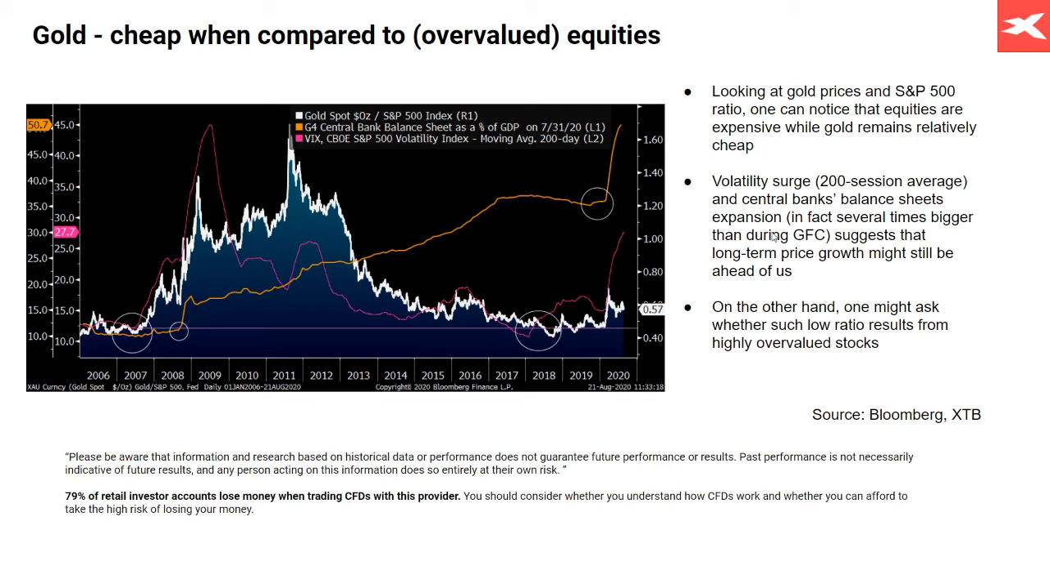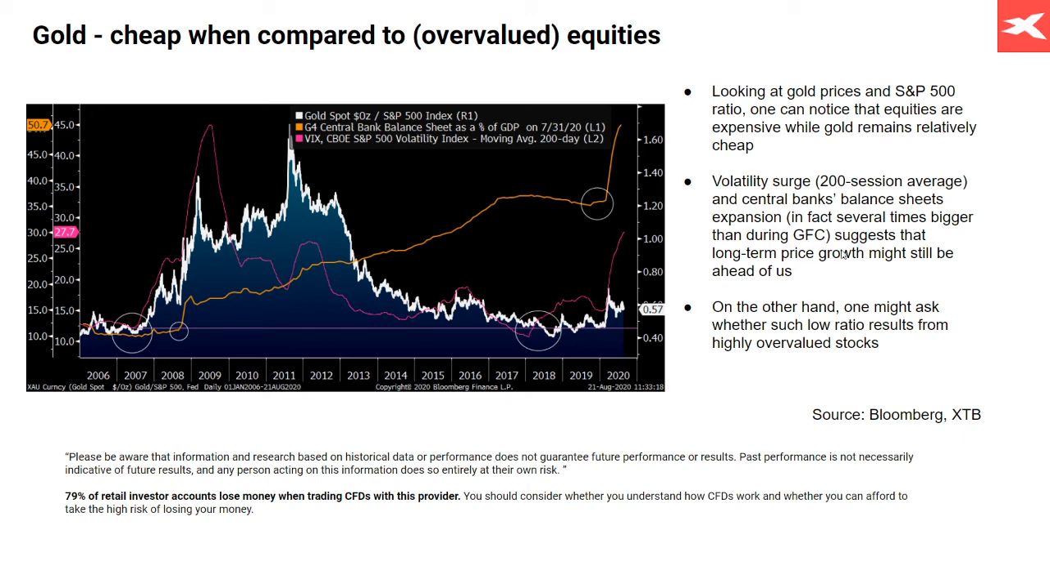Volatility surge, though, 200 session average, and central banks' balance sheets expansion, in fact several times bigger than during the global financial crash of 2007-2008, suggests that long-term price growth might still be ahead of us. So the volatility surge is something that is also looked at frequently, and you can see that it surges obviously in times of uncertainty more than in times of stability. And comparing the two surges between the two different events, it suggests that long-term price growth might still be ahead of us for gold.